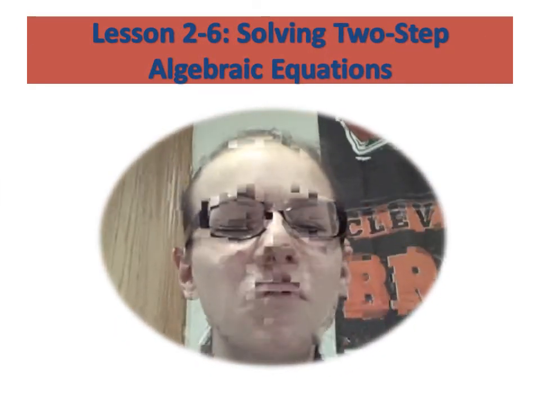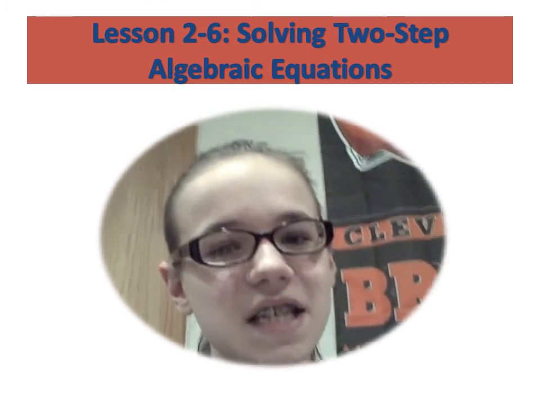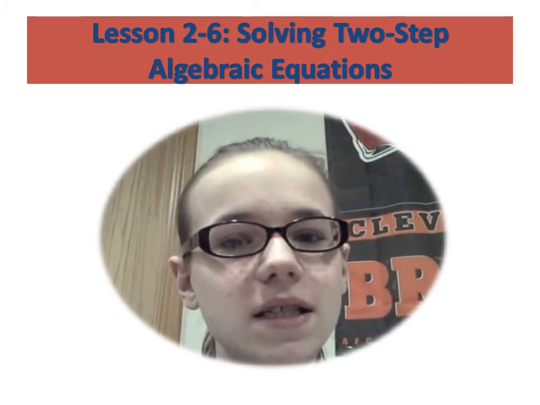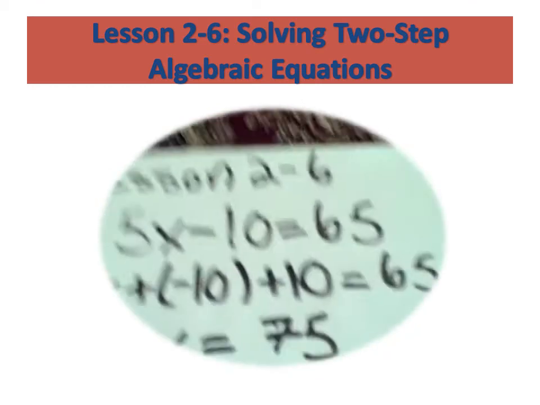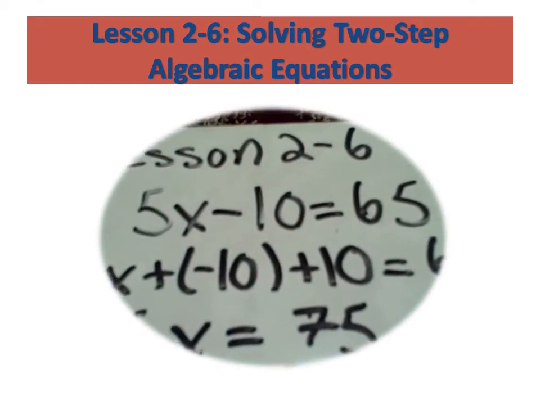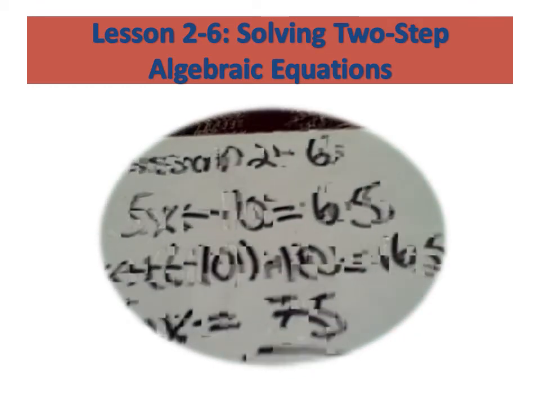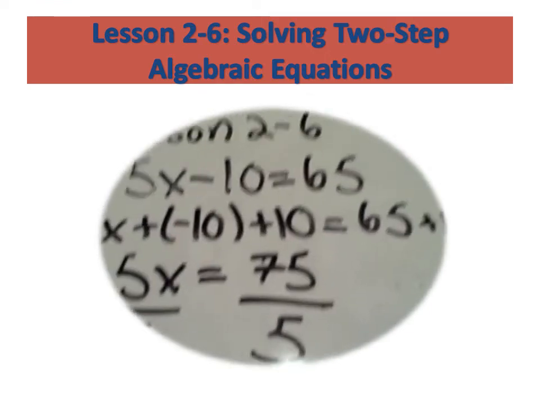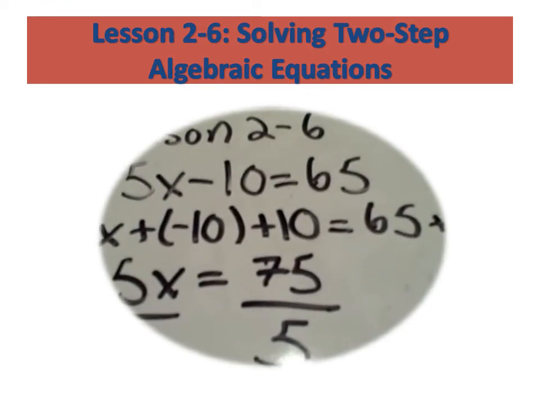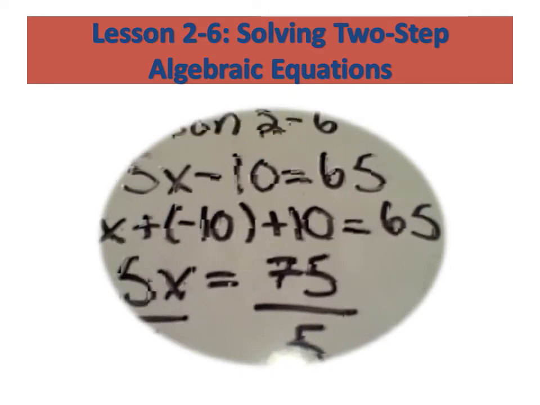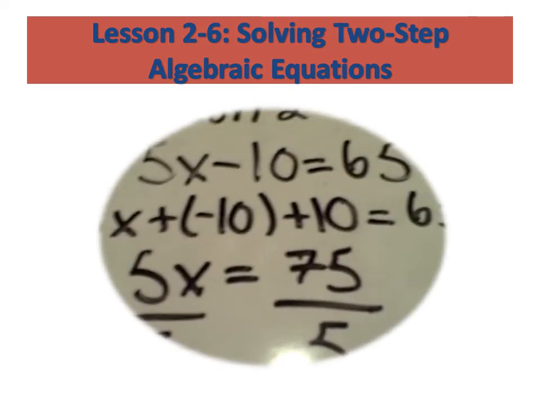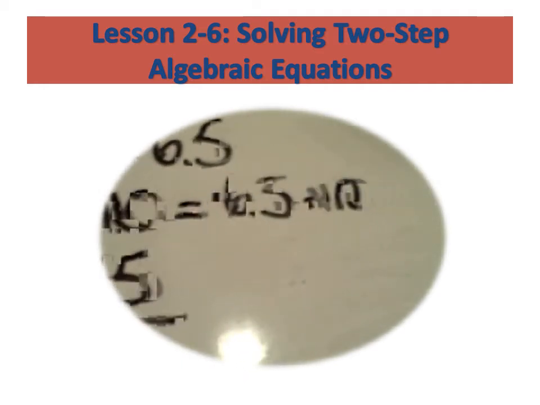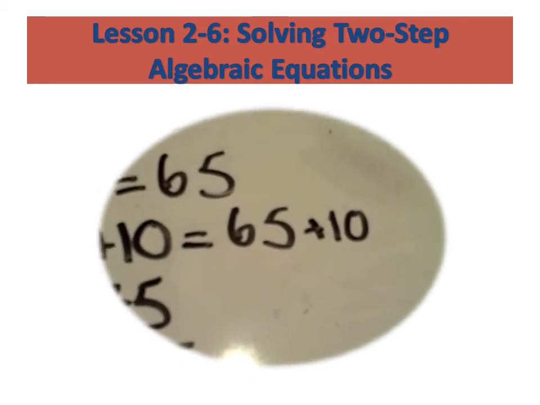Hey, it's Molly, for one more lesson, Lesson 2-6, solving two-step algebraic equations. I'm going to step you through 5x minus 10 equals 65. First, you must balance out both sides by adding 10. So you should have 5x plus negative 10 plus 10 equals 65 plus 10.